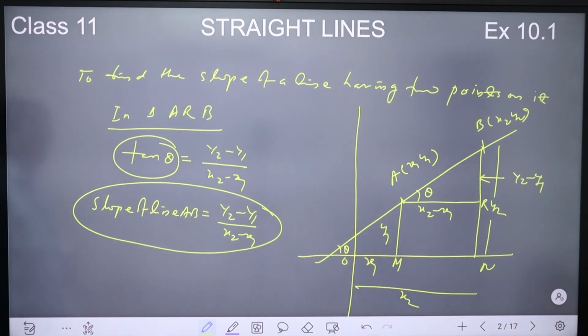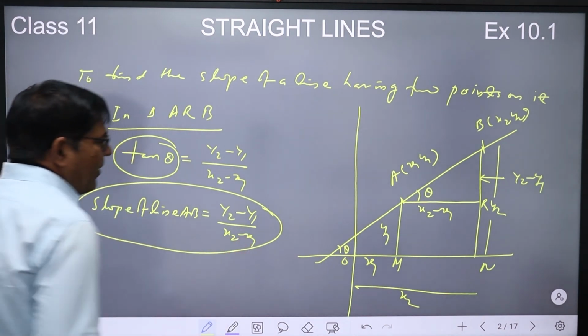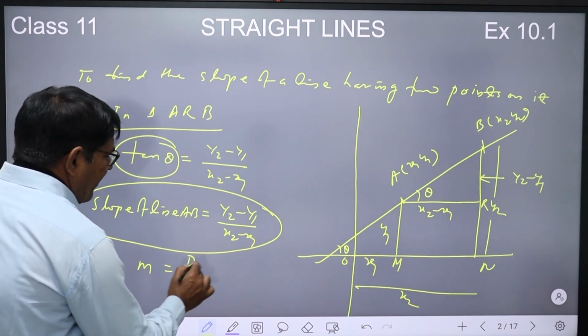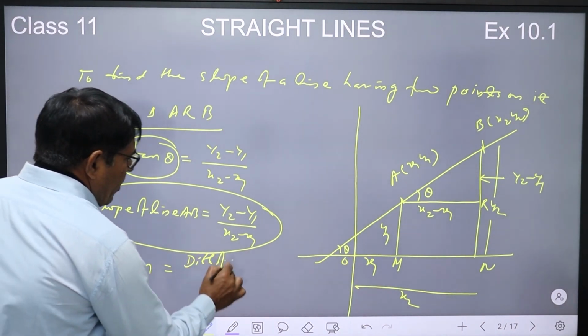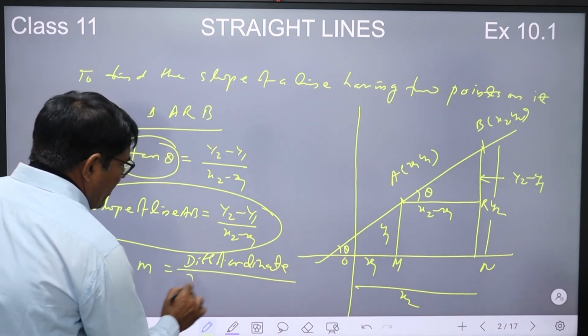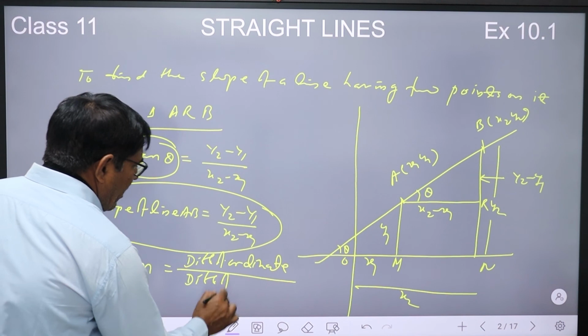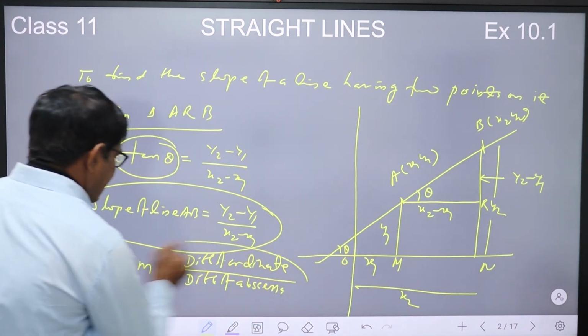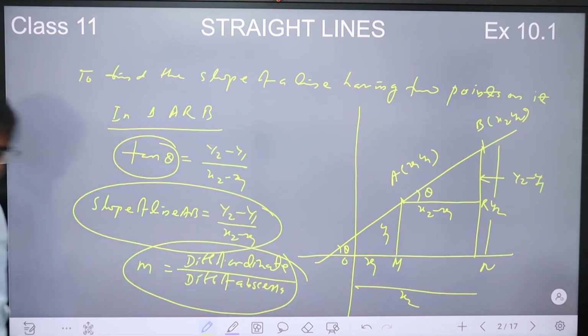If it has 2 points on it, then the slope is the difference of ordinate upon difference of abscissa. So slope m will be the difference of ordinate upon difference of abscissa. So this is the slope of a line having 2 points on it.